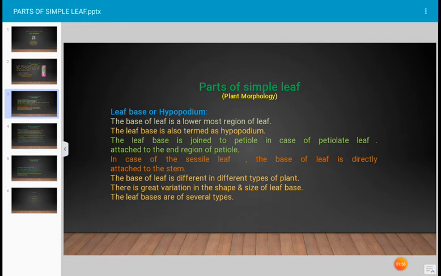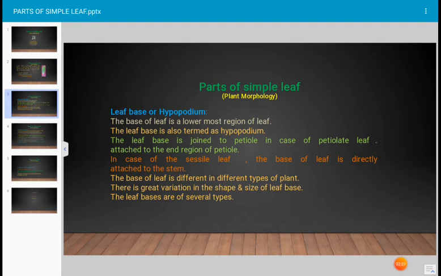This is the leaf base or hypopodium. The base of the leaf is the lower part of the leaf, the lower region of the leaf lamina, and the leaf base is also termed as hypopodium. As I told you, the leaf base is joined to the petiole in case of a petiolate leaf, and in case of a sessile leaf, the base of the leaf is directly attached to the stem.